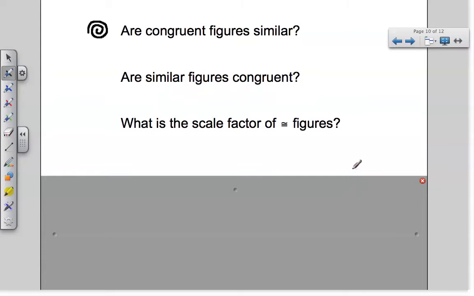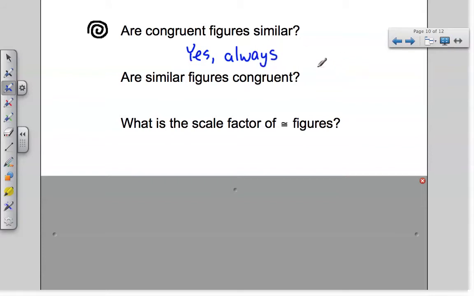So first question, are congruent figures similar? Remember, to be similar figures, you need all the angles congruent and the sides proportional. Well, congruent figures definitely have congruent angles. They have congruent sides, so does congruent sides mean proportional sides? Well, yeah. If they're congruent, they're definitely similar. Yes, always. Okay.